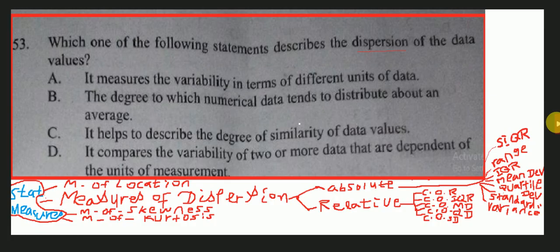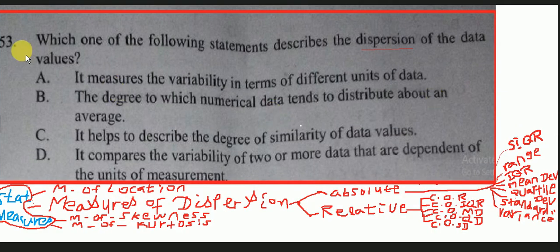The answer is C. Next problem, number 53: which one of the following statements describes the dispersion of the data values? Dispersion is one type of statistical measure. There are different statistical measures: measure of location, measure of dispersion, measure of skewness, measure of kurtosis.